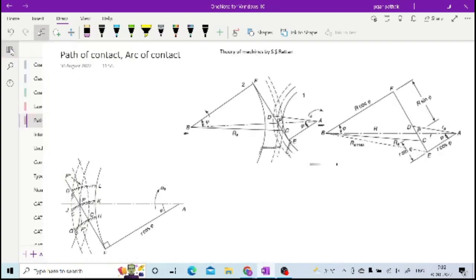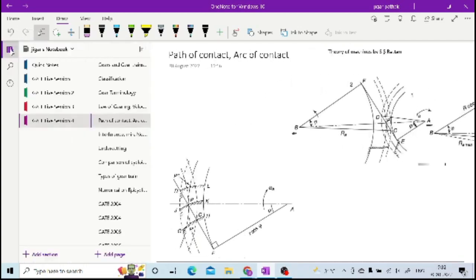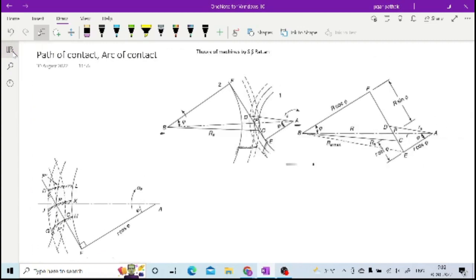Sir, you mentioned a few minutes ago that the velocity at the point of contact of two meshing gears is the same for both of them, and another velocity is the velocity of sliding. Means they are both the same or different? They are different. I am not visualizing how velocity of sliding works.